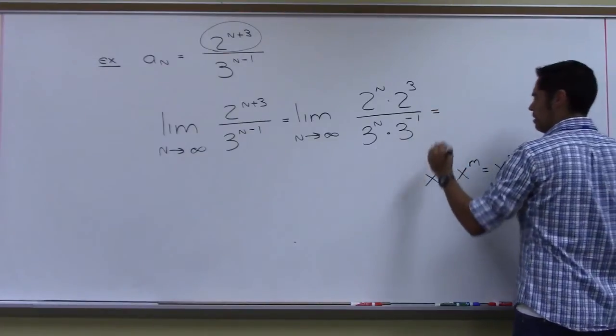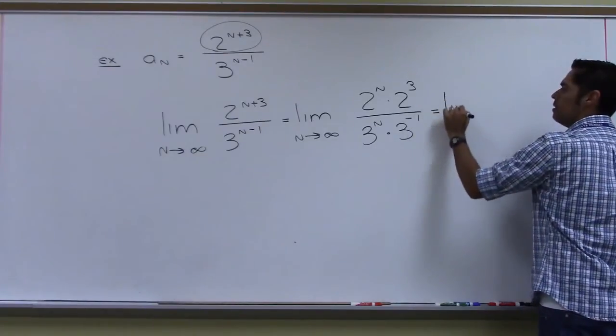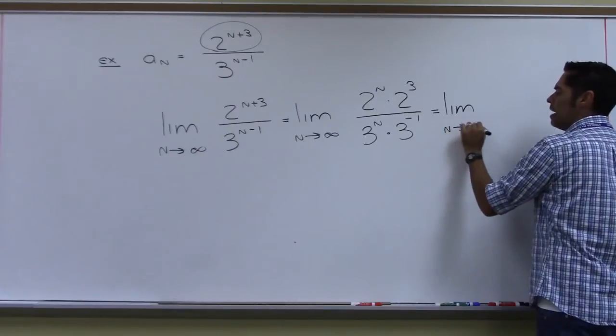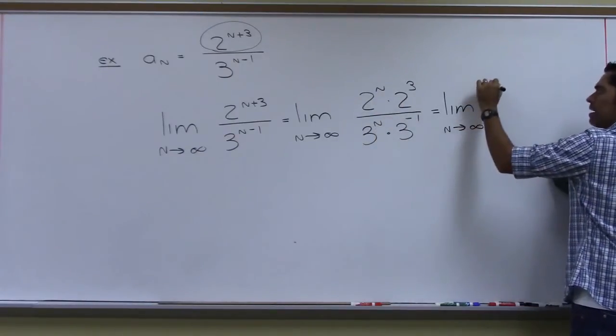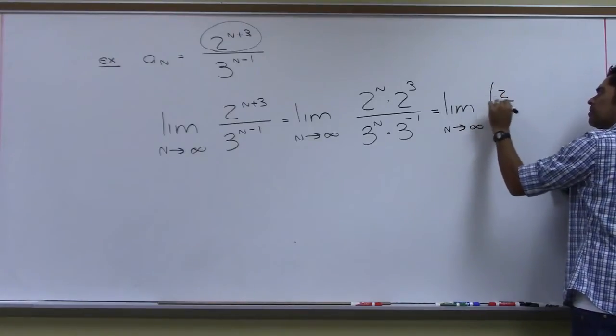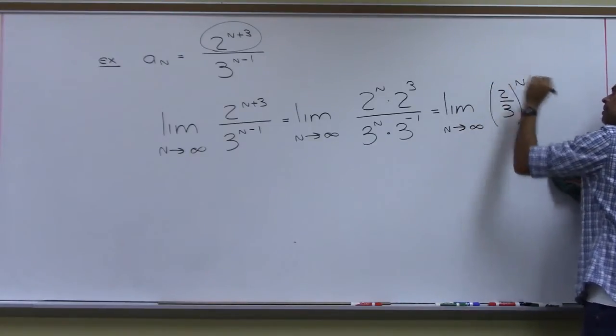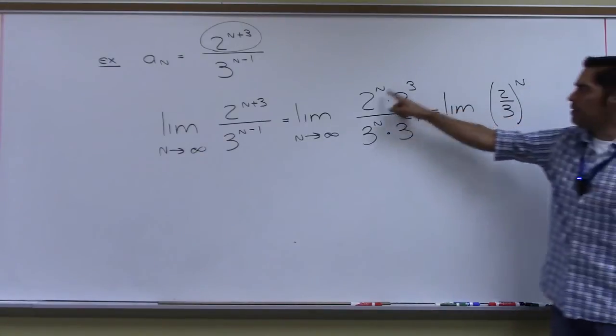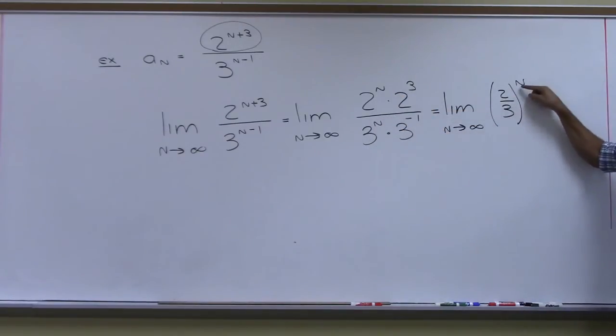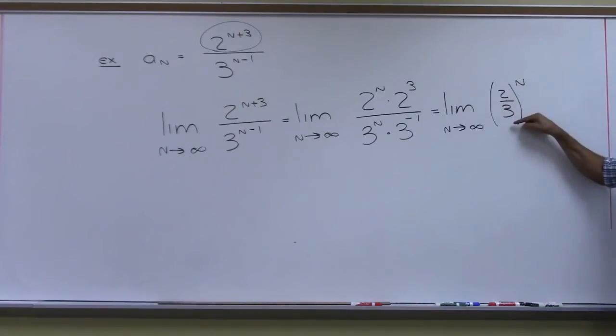I have two things now being raised to the n, don't I? 2 to the n and 3 to the n. So again, I can use properties of exponents. Couldn't I do this? 2/3 to the n, right? 2 to the n over 3 to the n is the same as 2 over 3 to the n, because you would do n on both of them.